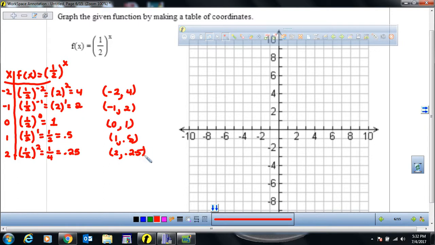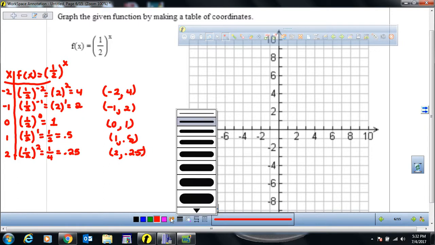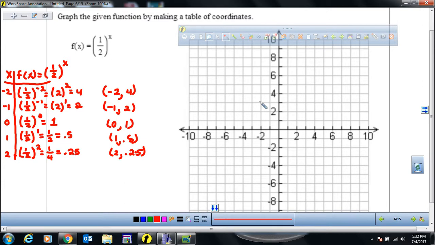So when we graph these points, let's put them in here. (-2, 4) is going to be up here. (-1, 2). The next one is (0, 1). The next one is (1, 0.5). And the last one is (2, 0.25). So now on this one, we see a different story. As the graph goes to the right, the graph is now decreasing. It is coming from the top, right? This is what basically we see.